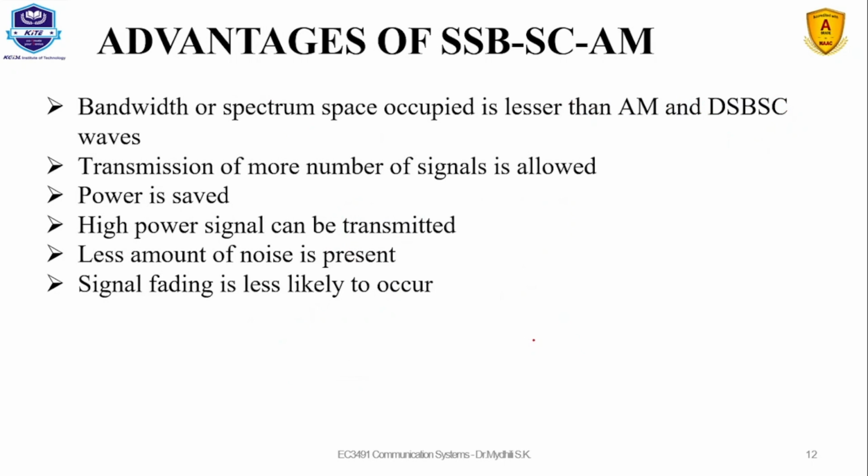Now coming to the advantages of SSB-SC AM. Here, since only one sideband is present, the bandwidth or spectrum occupied is very less because this is only having fm, whereas in double sideband it will be having 2 fm. So bandwidth is less. Then transmission of more number of signals is allowed, and power is also saved when we are reducing the sideband. And here high power signals can be transmitted too, and less amount of noise is present and signal fading is less. So noise and interference is much reduced in case of single sideband suppressed carrier.